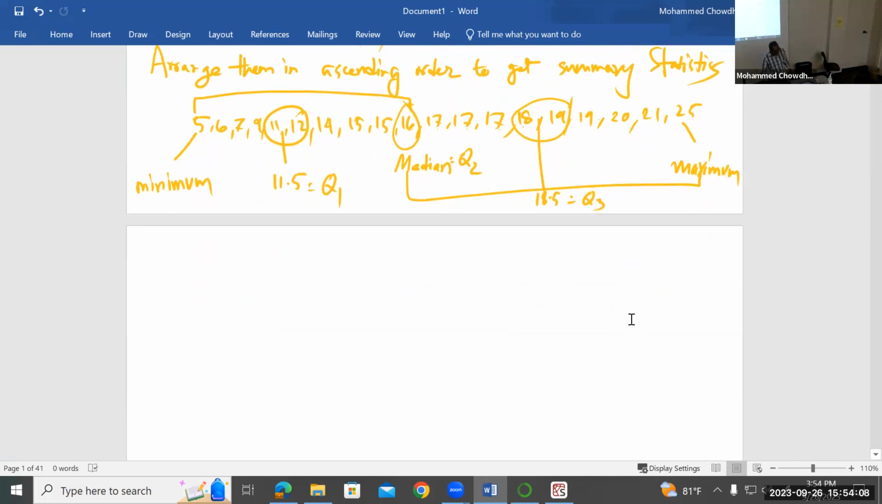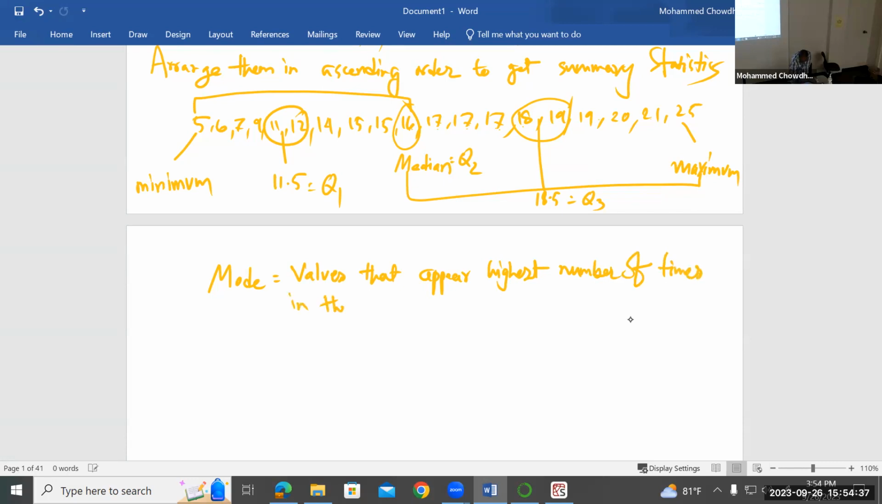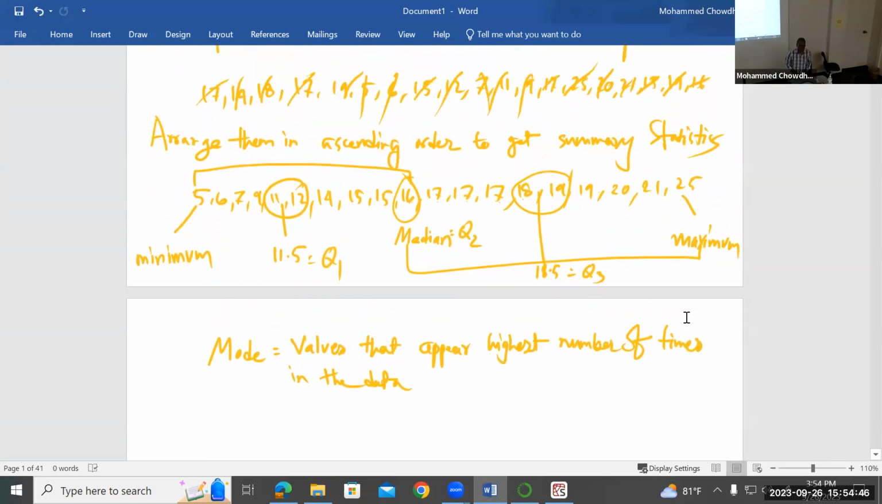Okay. So now, what is mode? Mode is the value that appears the highest number of times in the data. Okay? So what is our mode in this case? Can anyone of you tell me what is the mode? 17, right? 17 is the mode that appears the highest number of times.